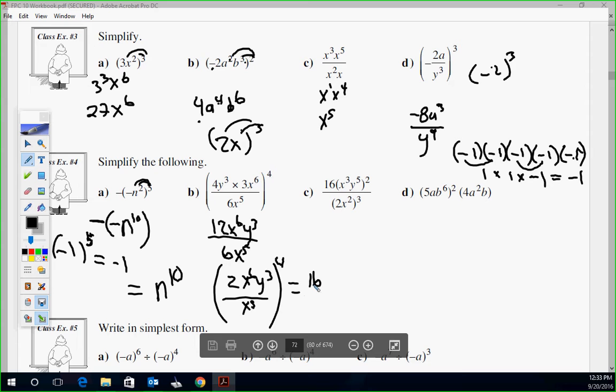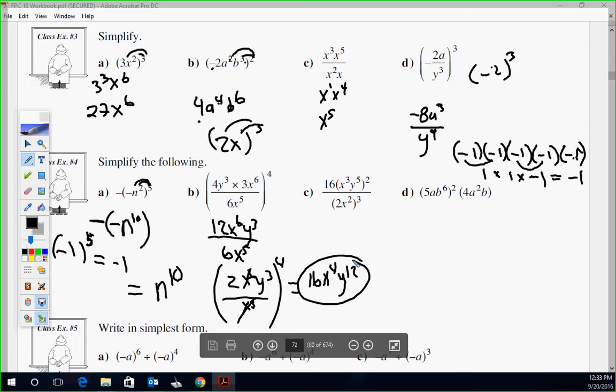x6 over x5, right? So that's going to be an x1. So I can cross this off. That's just an x1. So that's an x4 and a y12. 16x4 and y12. Okay. I lose anybody there? Okay, so I did that right there. The x6 over the x5, if I skip that, 6 minus 5 is 1. 4 times 1 is 4.